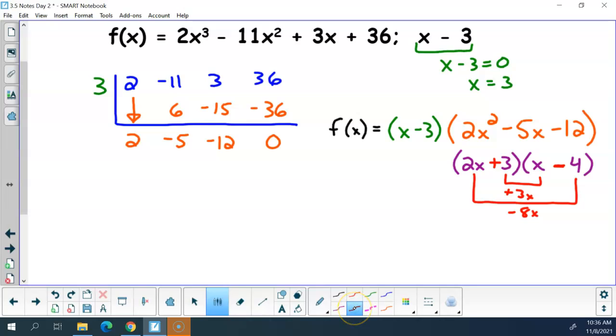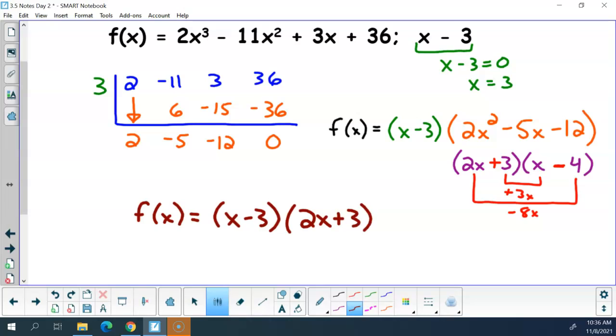So the completely factored form of f of x, since they can't factor anymore, would be x minus 3, 2x plus 3, and x minus 4.